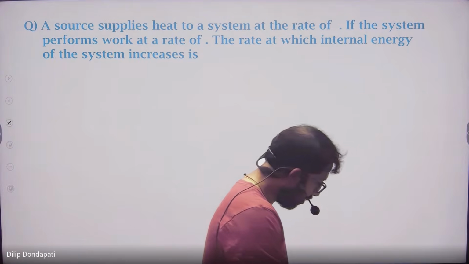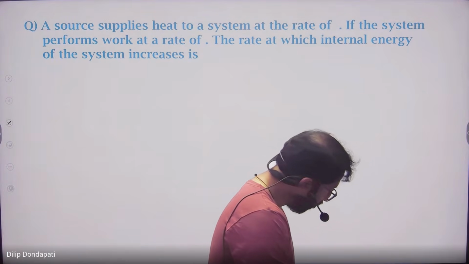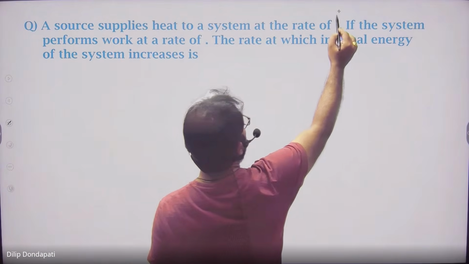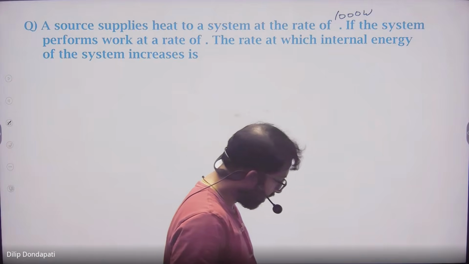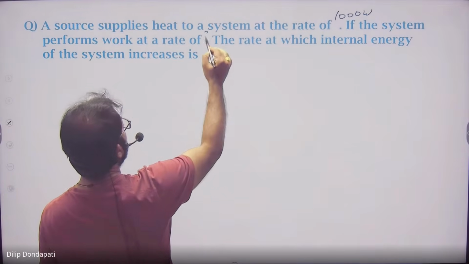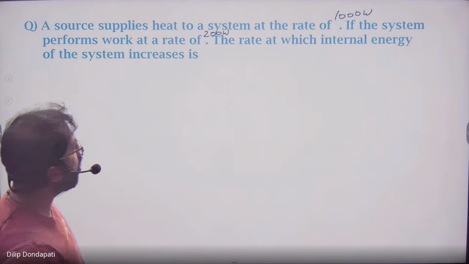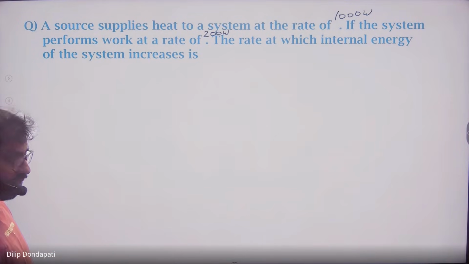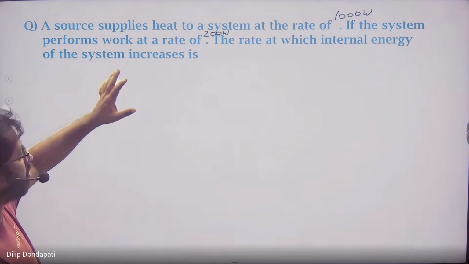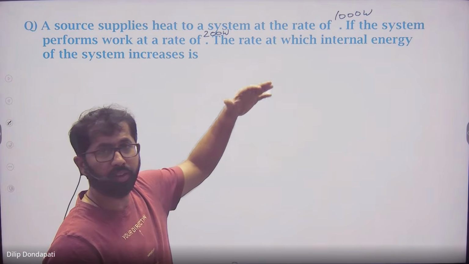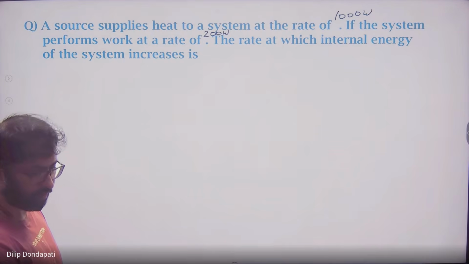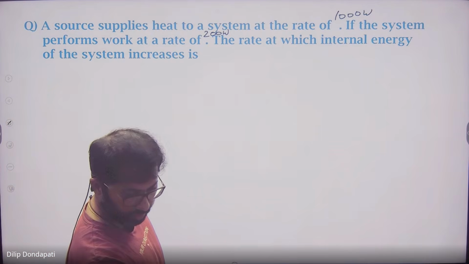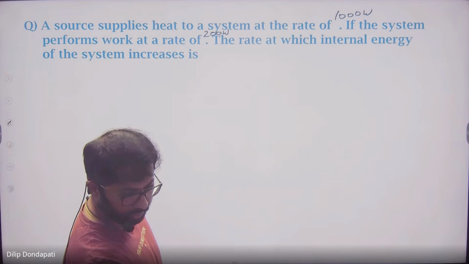Heat is supplied at a rate of 1000 watts. If the system performs work at a rate of 200 watts, find the rate at which the internal energy will increase. The heat supply means dQ by dt value is given as 1000 watts. So 800.